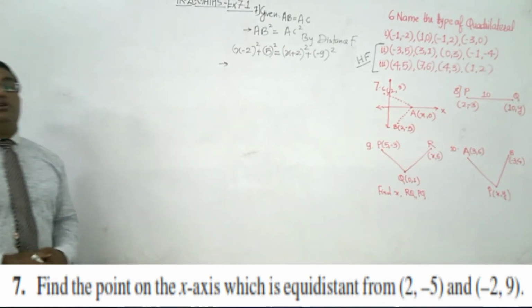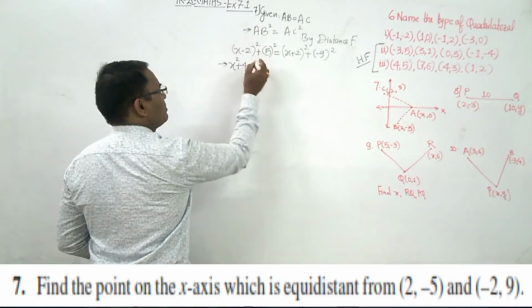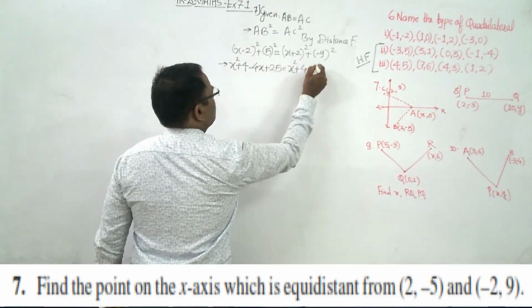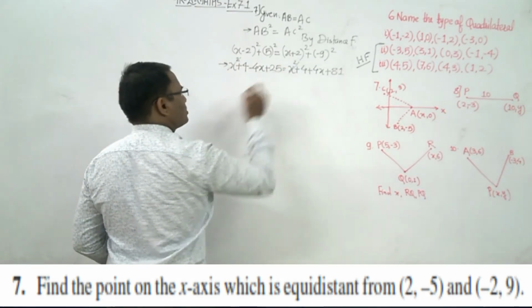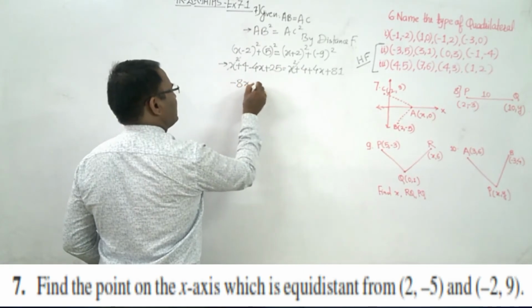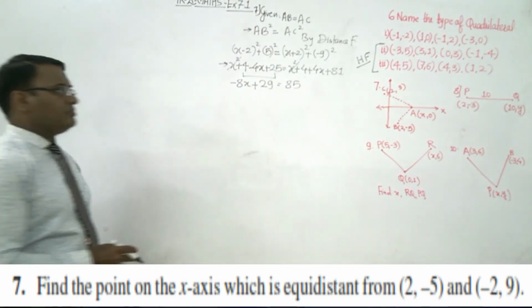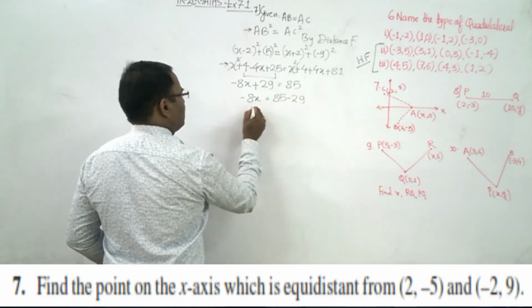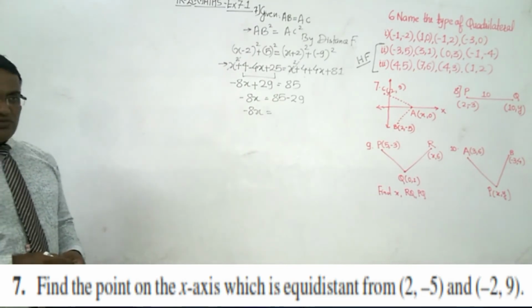x minus 2, by using (a minus b) whole square, it will give you x square plus b square, that is 4, minus 2ab, that is 2 2s are 4x, and then plus 25, is equal to x square plus 4 plus 2 2s are 4x plus 81, because the square of minus 9 is 81. Now what can we cut? x square with the same number. Here it is minus 4x and here it is plus 4x. So minus 4x and minus 4x will give you minus 8x plus 29, these two numbers, and then 4 and 81 will give you 85. Is that okay? Then minus 29, so minus 8x is equal to 85 minus 29. That will give you minus 8x equals 85 minus 29. So from 85, 30 we will remove, so the answer will be 55.